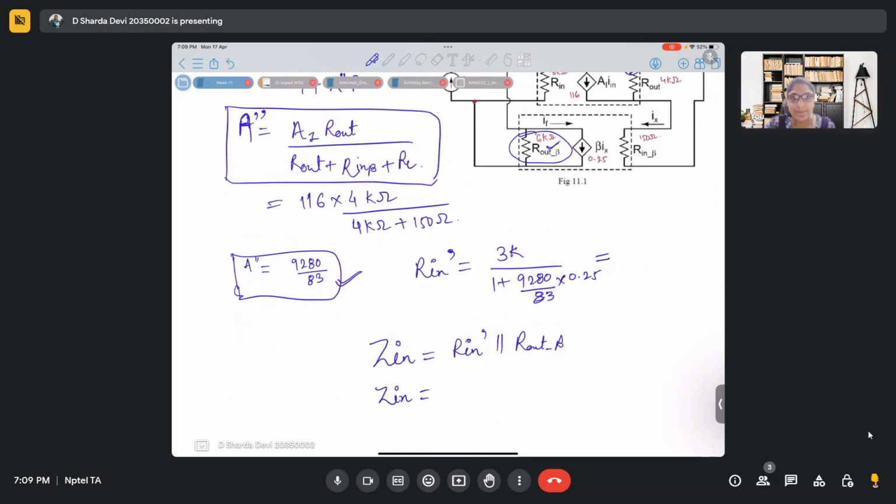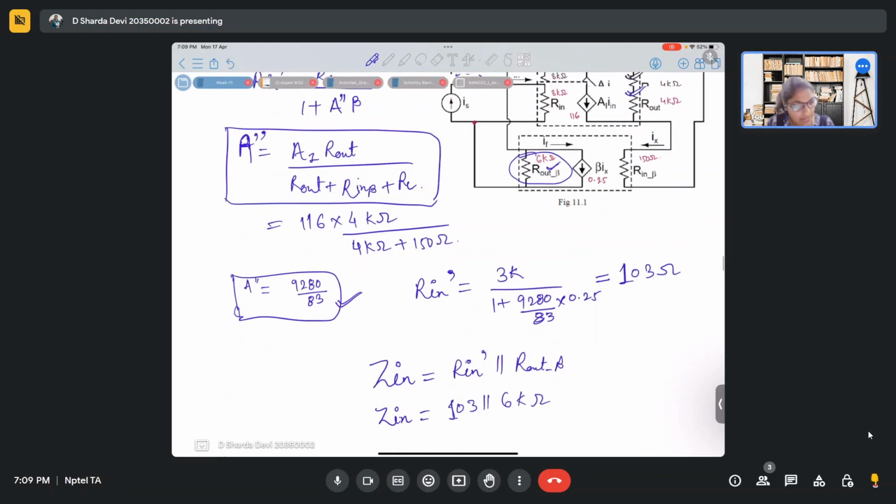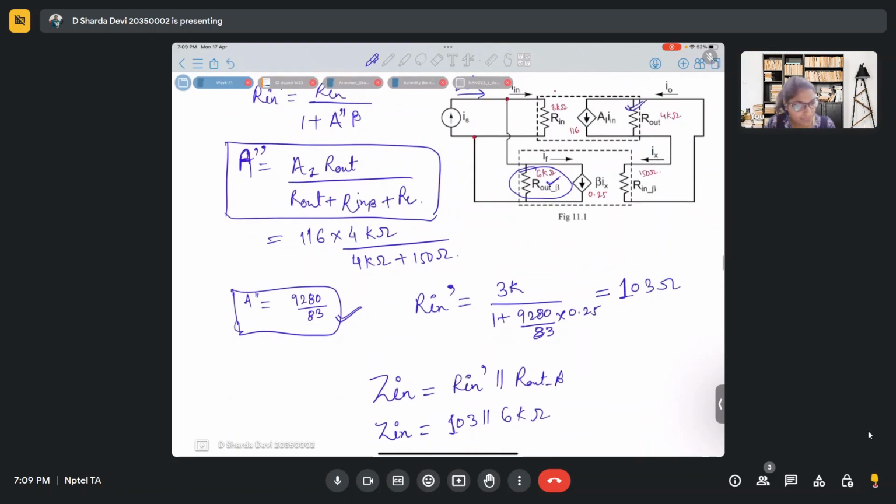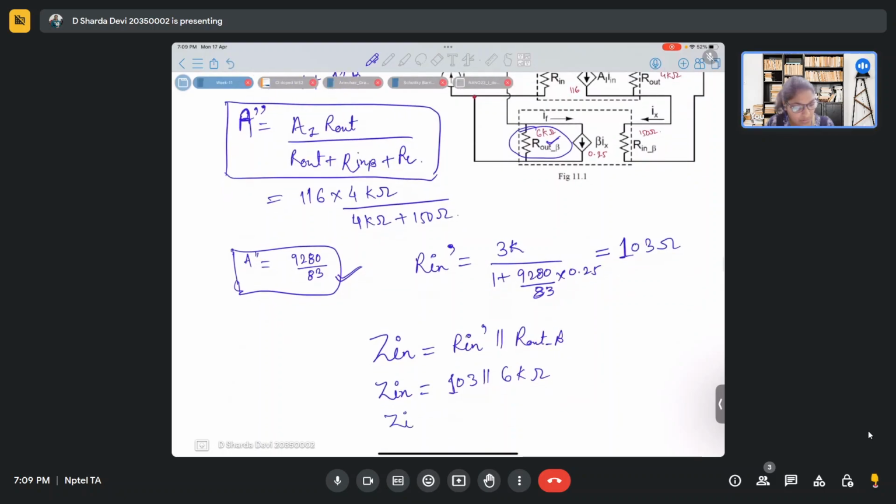Maybe you can do the calculations later, or are you doing the calculations? Yeah, one second. It's 103 ohms. R in dash is 103 ohms. Okay. And R in dash parallel to R out, which is 103 ohms parallel to 6 kilo ohms, right? So how much is this that we'll get?